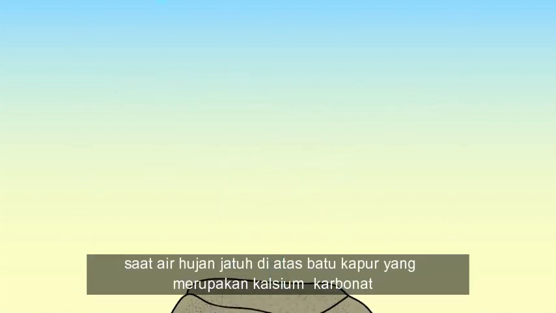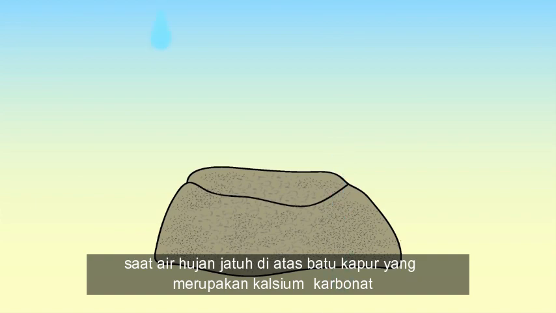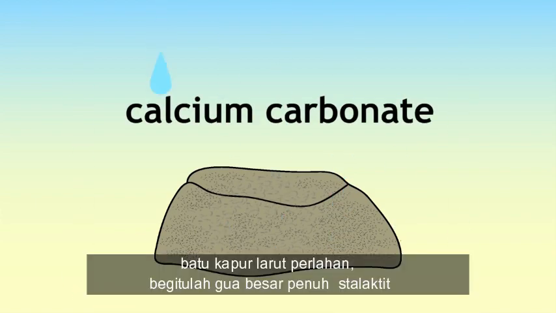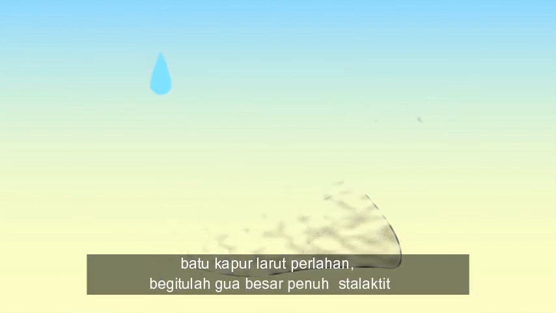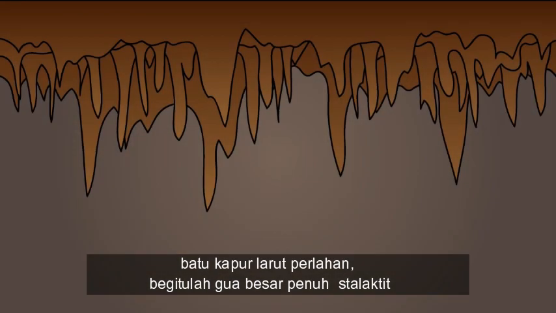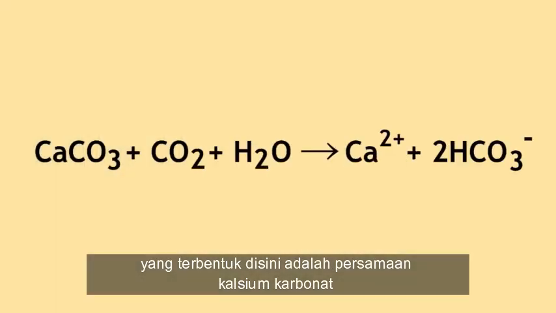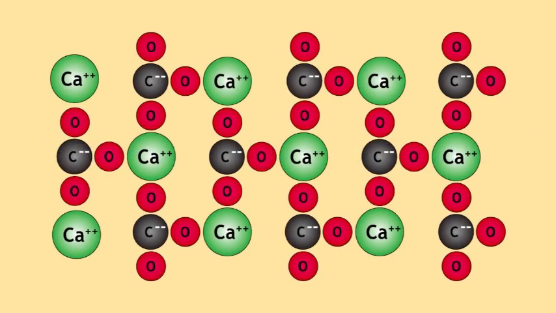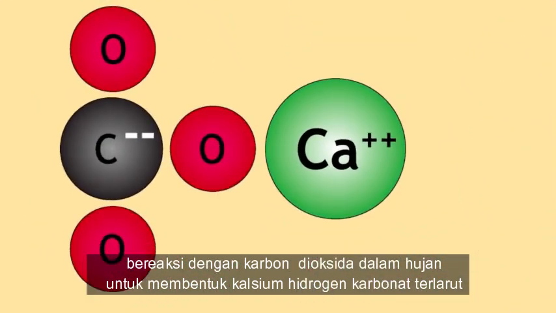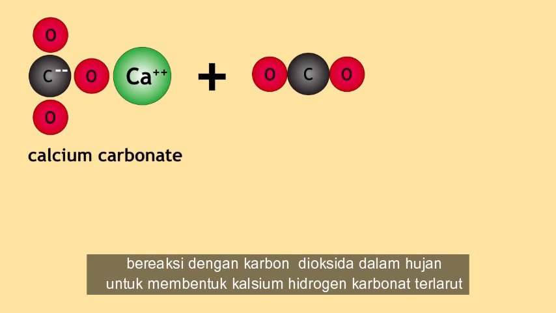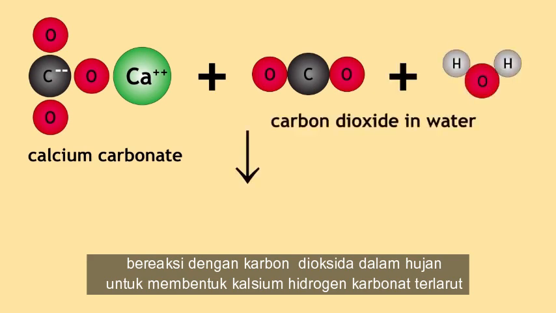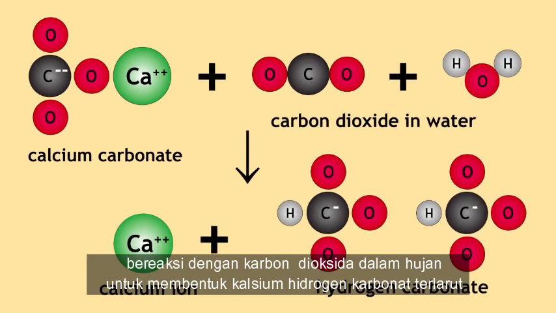When rainwater falls on limestone, that's calcium carbonate, the limestone dissolves slowly, which is how the great caves full of stalactites are formed. Here's the equation. Calcium carbonate reacts with the carbon dioxide in the rain to form soluble calcium hydrogen carbonate.